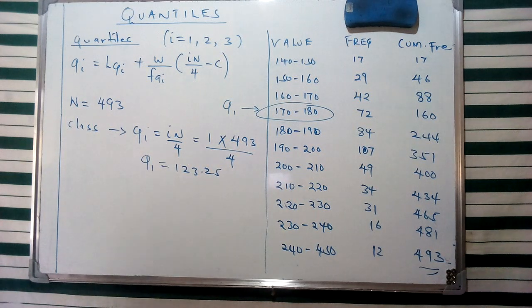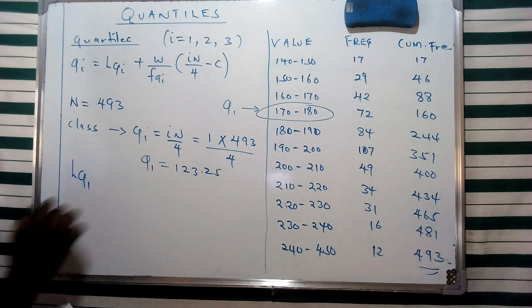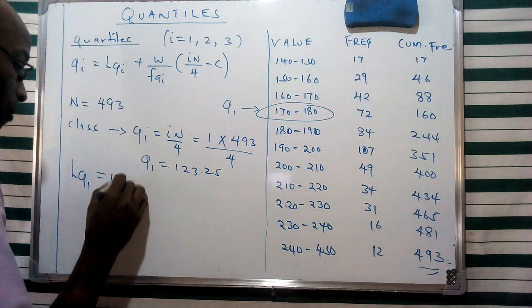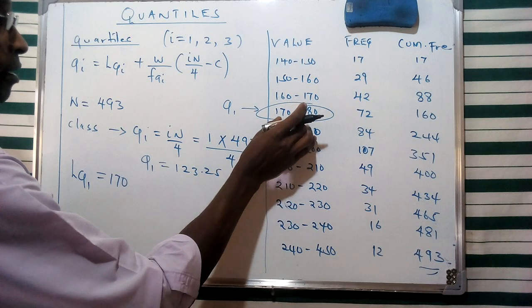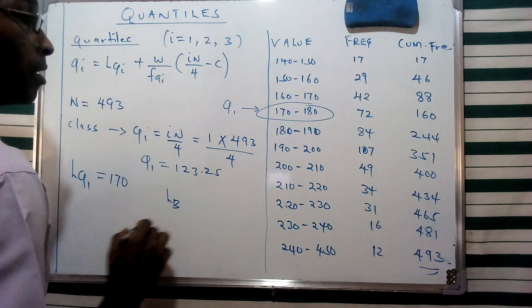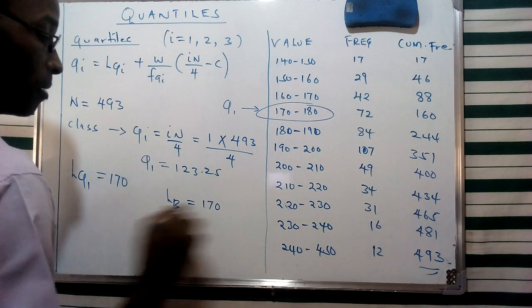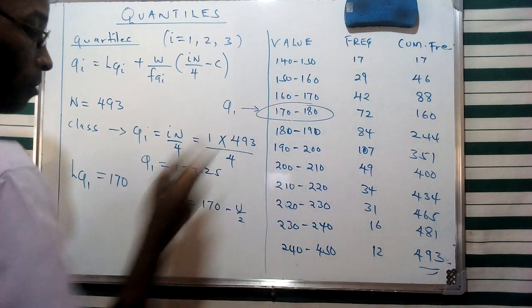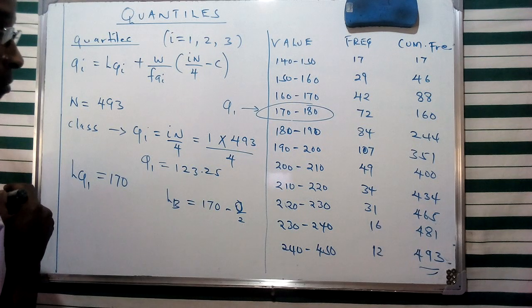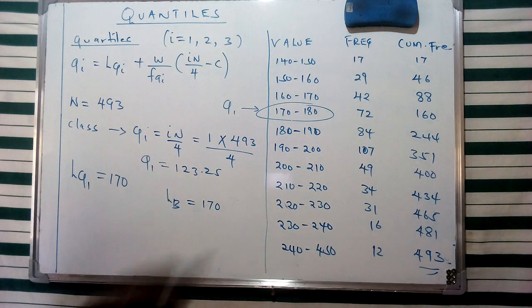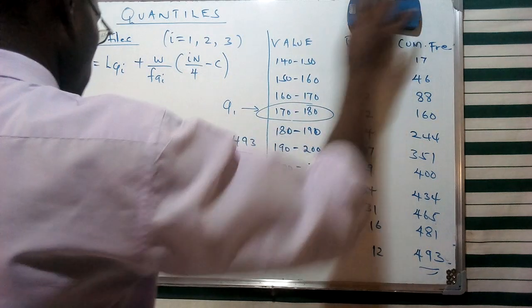Of course, we're going to find the value of LQ1, which is the lower class boundary of that specific quartile class. And this is going to be a value of 170, which is the lower class limit of this specific class. We had said that we can find the lower class boundary by taking the lower class limit minus u divided by 2. But in this case, the difference, or the unit of measurement, is 170 minus 170, which is 0. Therefore, we have 170 as our lower class boundary for this particular class, and LQ1 is represented as 170.